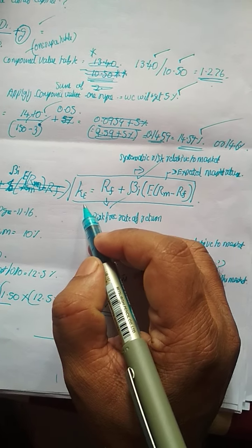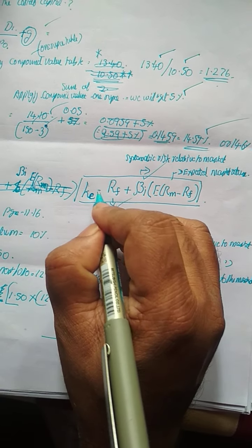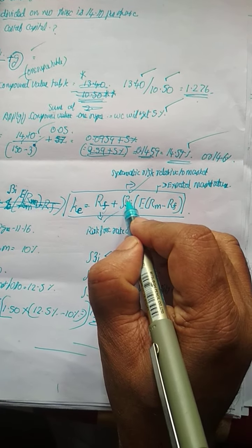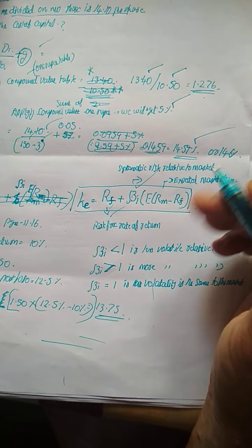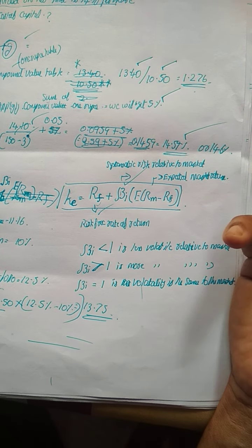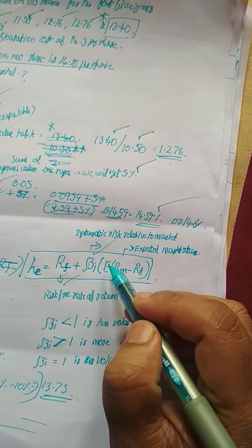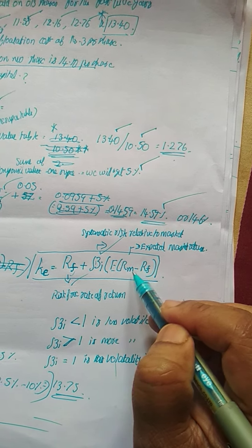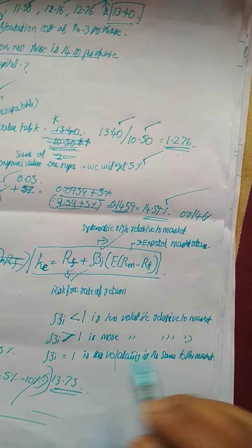So how do we calculate cost of equity capital under the CAPM model? The equation is: cost of equity capital equals RF, R subscript F, plus beta. Beta means the systematic risk relative to the market risk, or the volatility of the price of the share relative to the market risk. And then expected market return, ERM, minus risk-free return is the equation for the CAPM model.